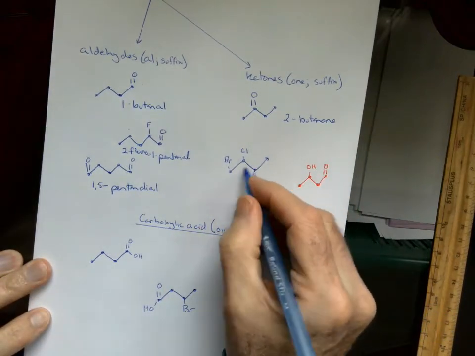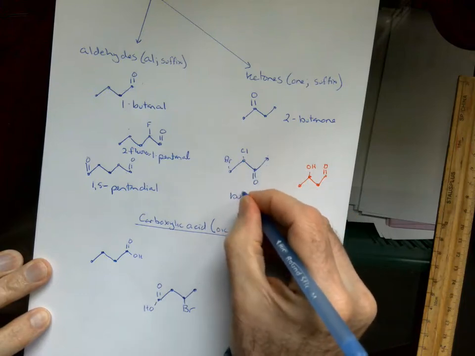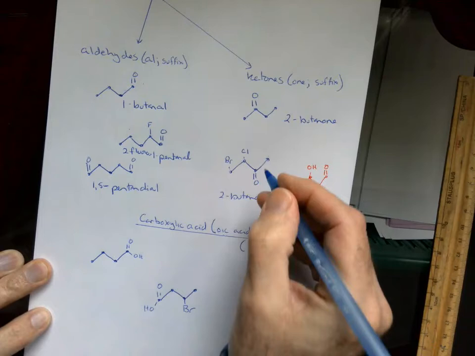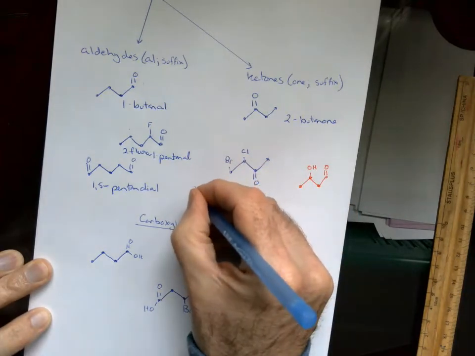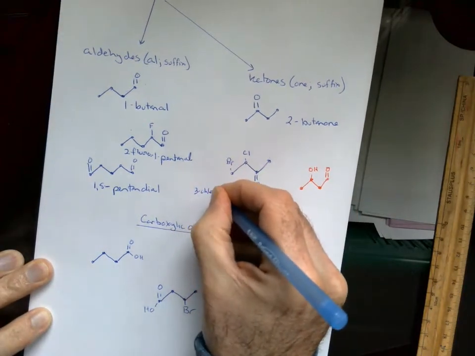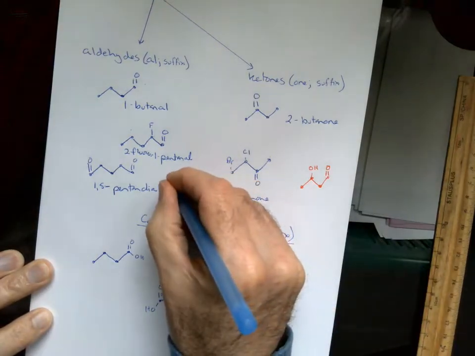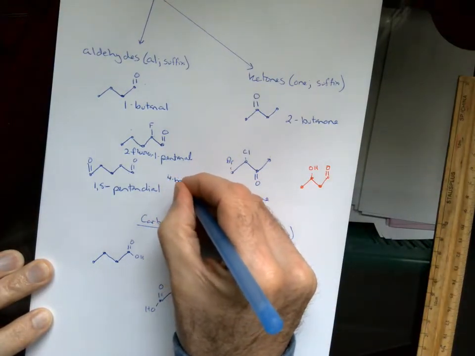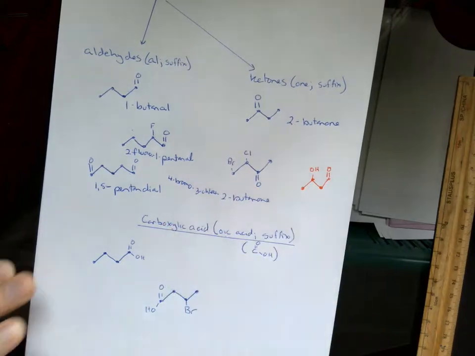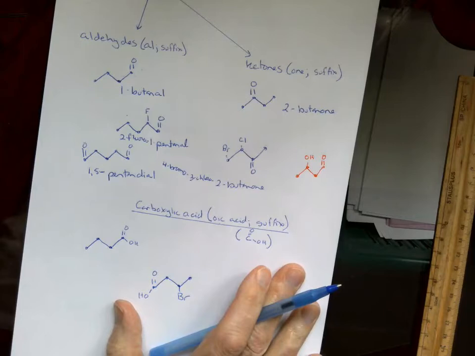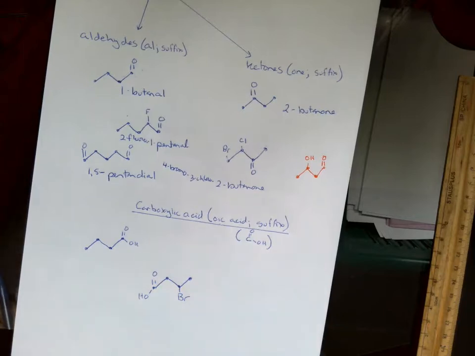One more here. We have 1, 2, 3, 4. We have butanone on the second carbon. We have 3-chloro. And we have 4-bromo. And once again, I am running out of room. 4-bromo, 3-chloro, 2-butanone.